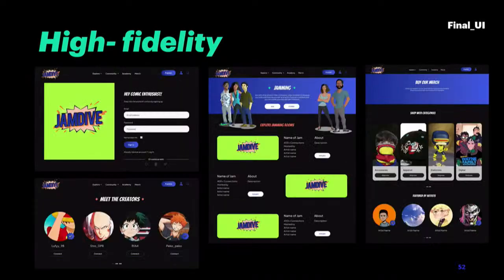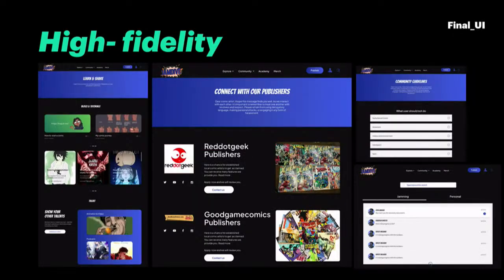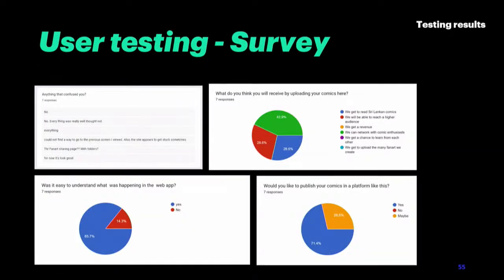So these are few high fidelity user interfaces. And right after I implemented this, I once again did a user testing, and this was a survey that was shared.